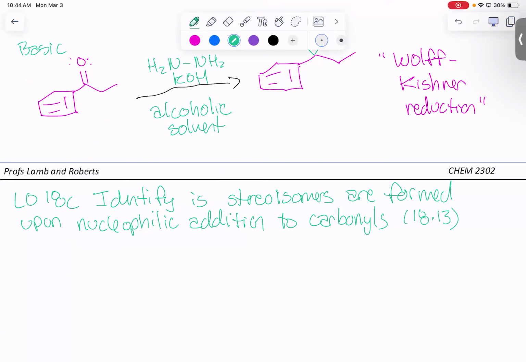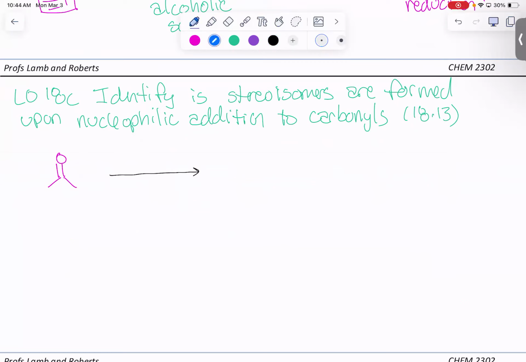So we have acetone here as an example. Let's see if we can identify whether this is going to form stereoisomers. Let's add in a nucleophile. Depending on the nucleophile, we might need to quench it, so I'll just say H+ source. Now we need to see what happens if we add a nucleophile here. We're going to form an alcohol with our H+ source, and we're going to have a nucleophile that's now bound to that carbon.